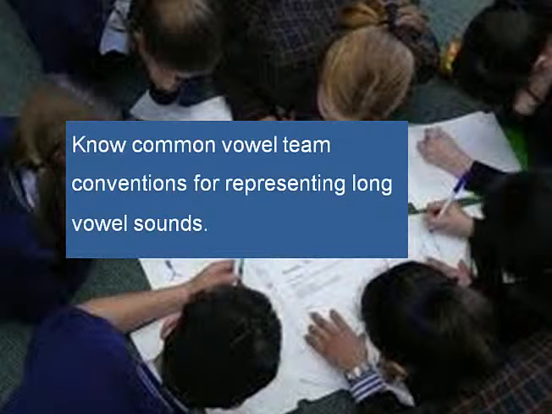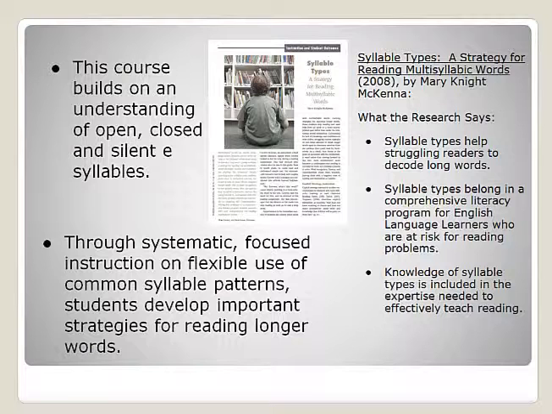This course is designed to support beginning readers as they learn about common vowel team conventions for representing long vowel sounds. This course builds on an understanding of open, closed, and silent E syllables that have been taught in the lessons for the course for Standard 1, 3B on open and closed syllables, and the first part of Standard 1, 3C on silent E syllables.